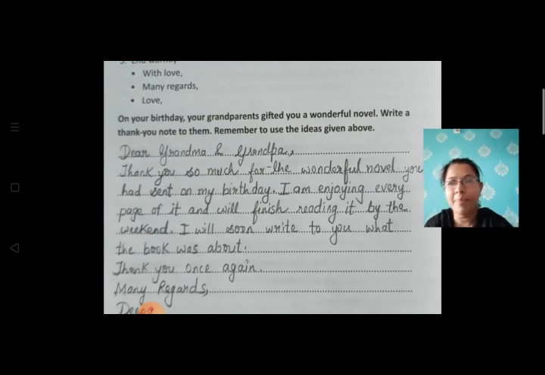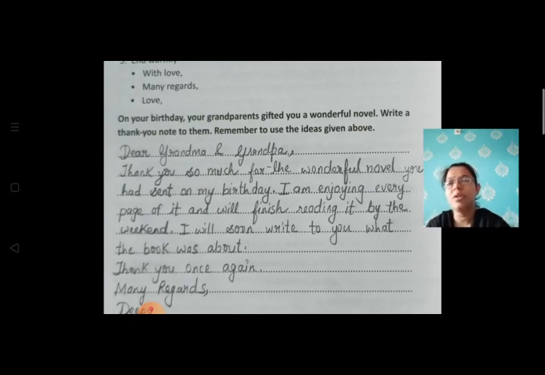This one is a sample answer which I am writing over here and sending it to you. You can write by yourself too. Let's just read the sample answer. Dear Grandma and Grandpa, thank you so much for the wonderful novel you had sent on my birthday. I am enjoying every page of it and will finish reading it by the weekend. I will soon write to you what the book was about. Thank you once again. Many regards, Deepu.